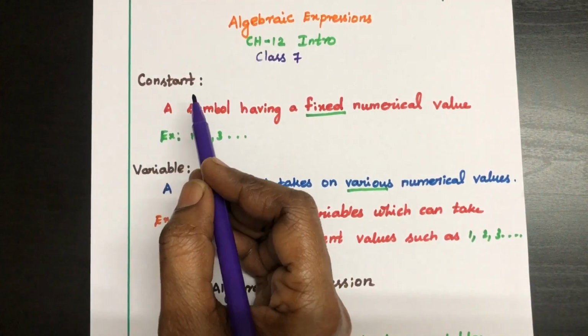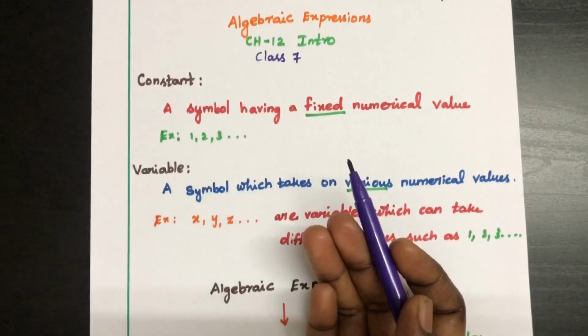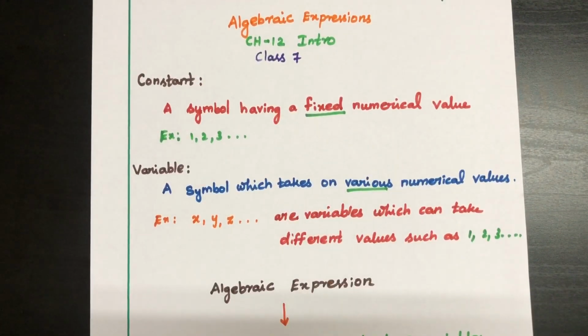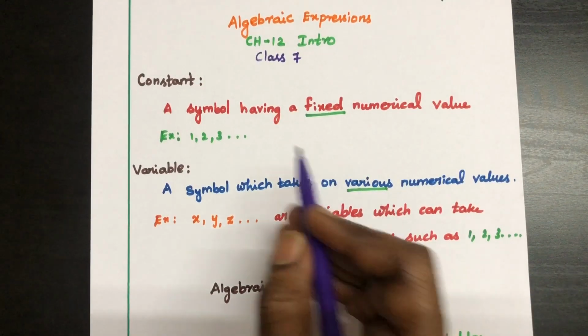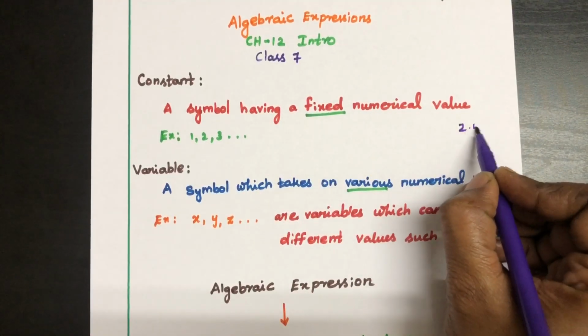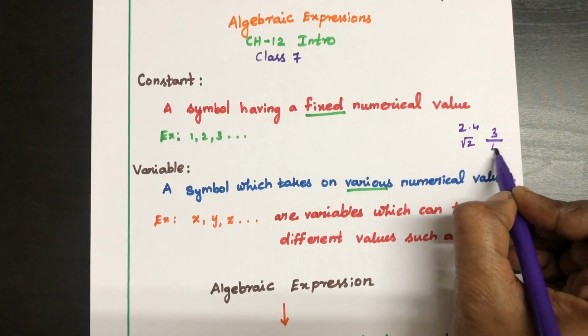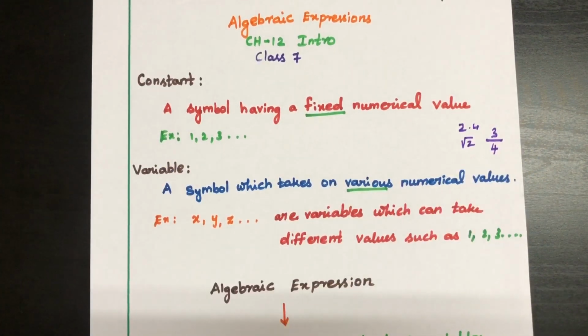First, constant. A symbol having a fixed numerical value is called constant. Okay, see, have it in mind. Constant means all the numbers. It may be the whole numbers, it may be the point numbers, for example 2.4, it may be the root numbers, whatever, it may be the fraction. All the numbers, basically all the numbers are constants. That's all. Simply just have it in mind.